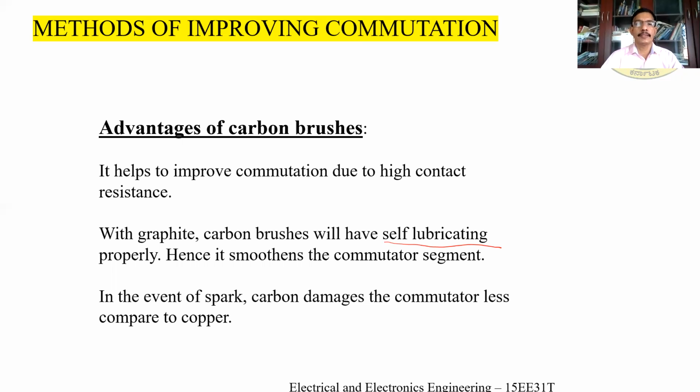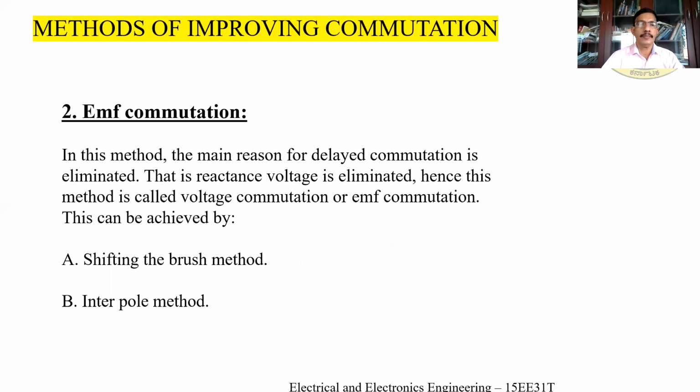So these are the advantages of carbon brushes over copper brushes. Next, EMF commutation. Resistance commutation we discussed, now EMF commutation. In this method, the main reason for delayed commutation is eliminated. That is, reactance voltage is eliminated. Hence, this method is called voltage commutation or EMF commutation. This can be achieved in two ways. One is the shifting the brush method, another one is the interpole method.